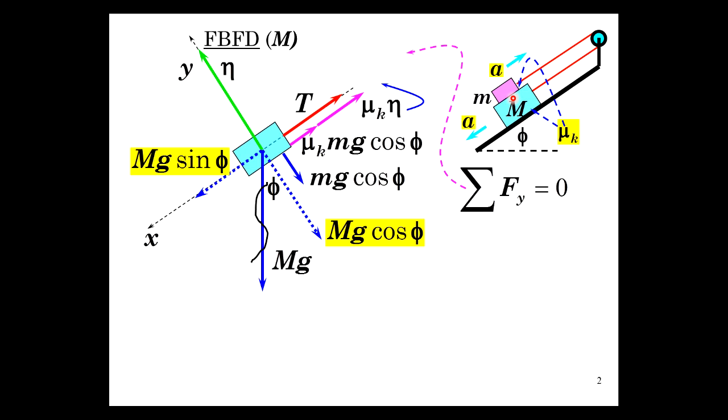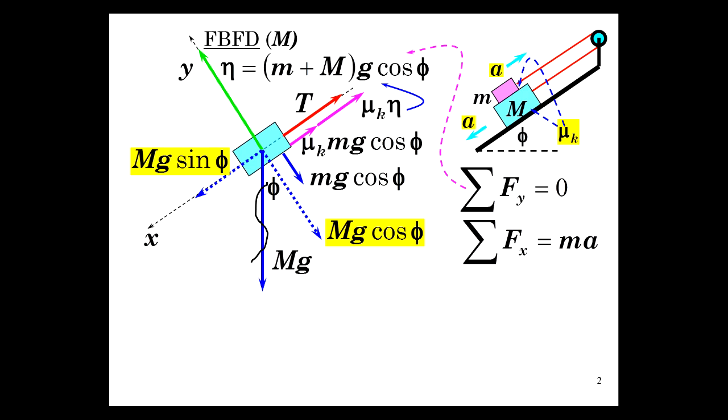It's the perpendicular component of big M plus little m added together. So here's the normal force. The normal force is the combination of little m plus big M times g cosine of phi. So you're adding the contributions of gravity acting on both of those blocks. So there's our rather complex normal force.